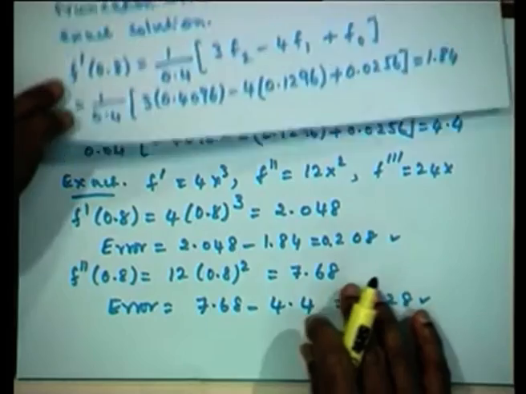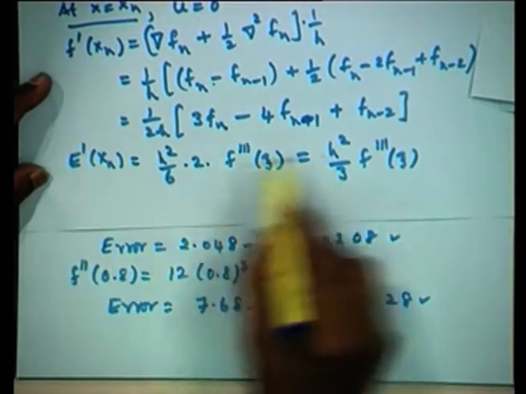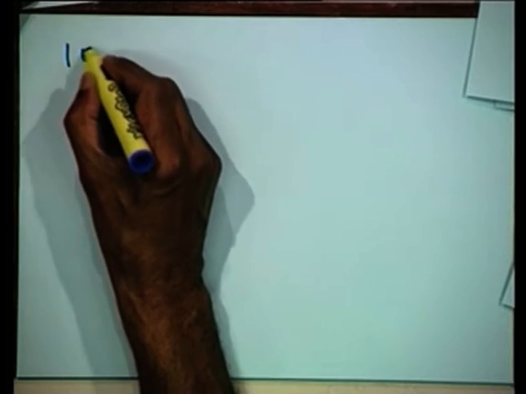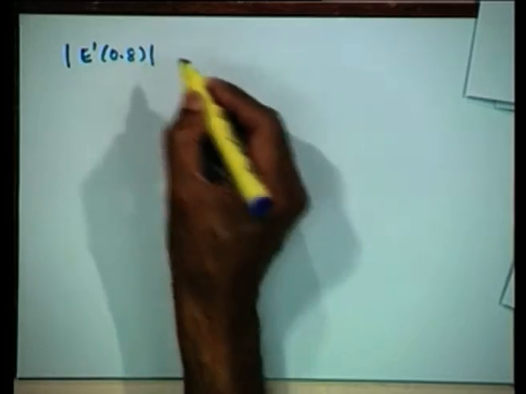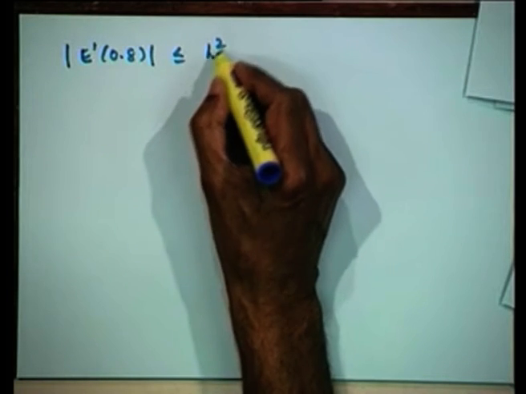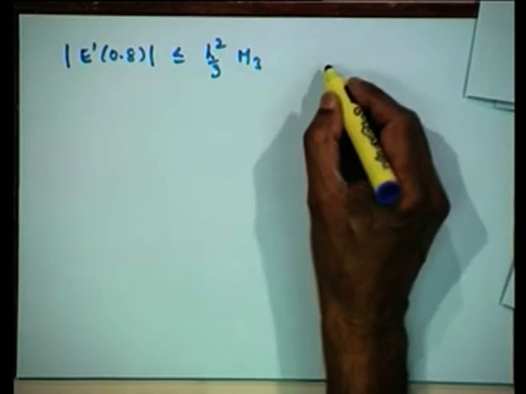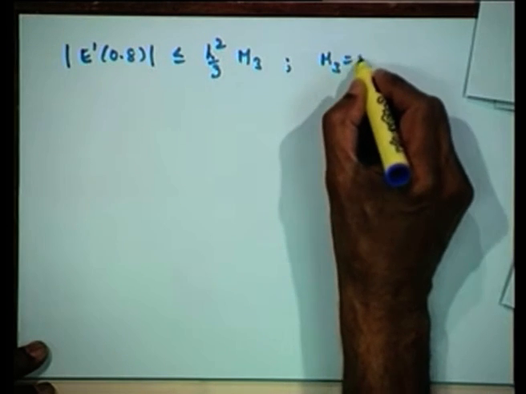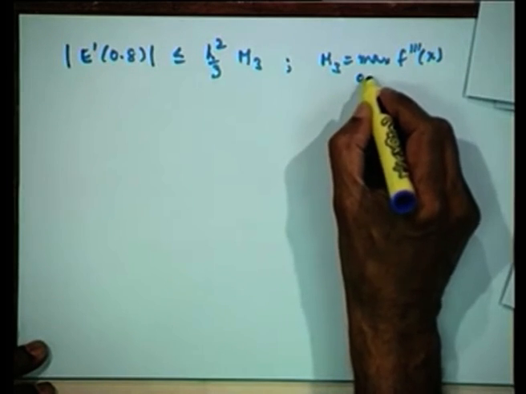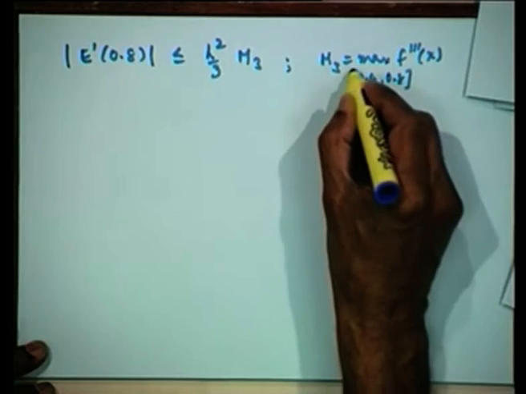Now, let us see what our theoretical values of the error tell us. The theoretical expression for the first derivative error is h square by 3 f triple dash xi. Therefore, let us try to find out the error from this. The magnitude of the error at 0.8 is less than or equal to h square by 3 times M 3, where M 3 is the maximum of f triple dash of x in the given interval. The given interval is 0.4 to 0.8, so in this interval.